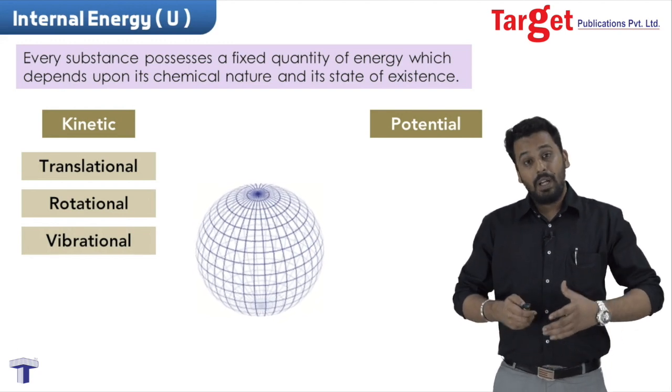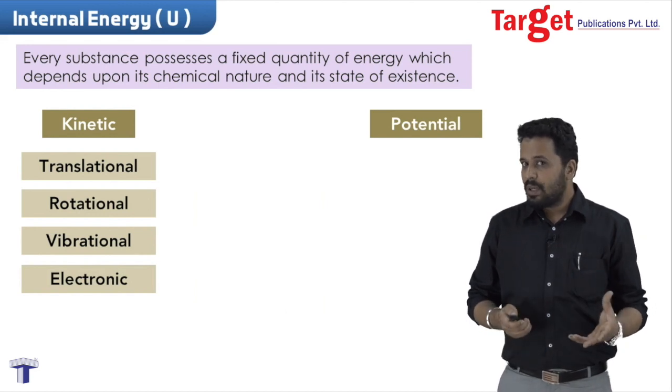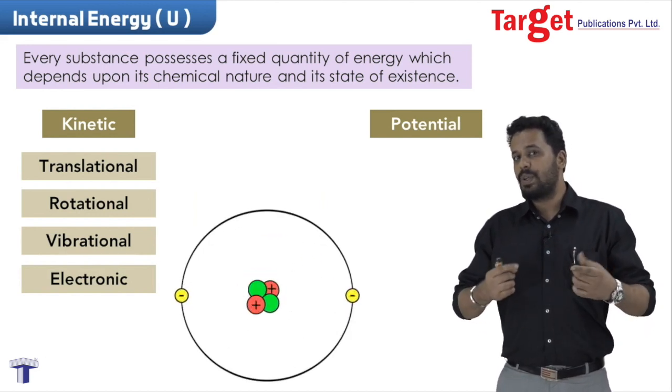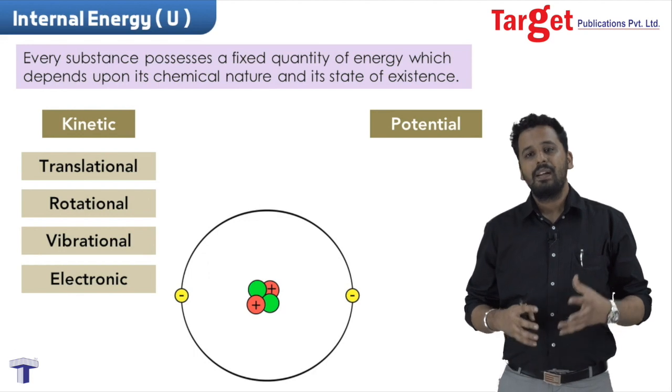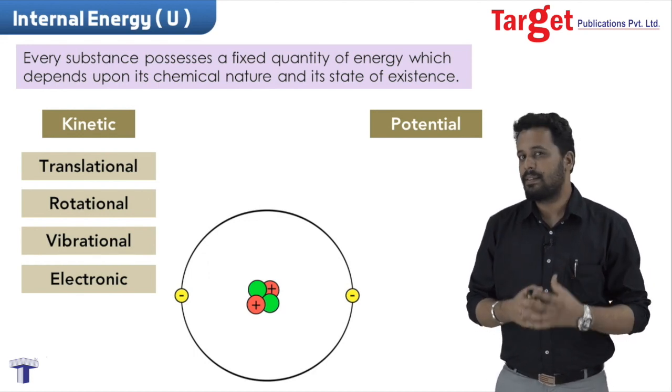Okay, so along with that, we also have electronic energy. That is also another form of kinetic energy which deals with movement of electrons. So these are all the different types of kinetic energy possessed by the system.